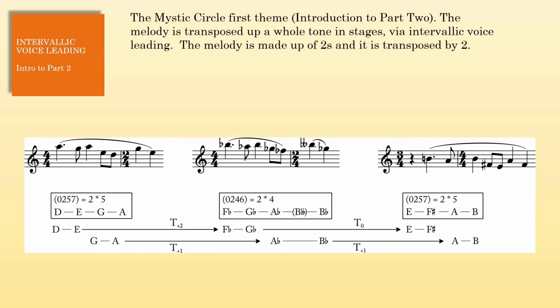In the introduction to Part 2, we hear numerous statements of the melody that later becomes the main tune in the following scene, the Mystic Circle. Over the course of the scene, the melody is transposed up a whole tone in stages via intervallic voice leading. The larger motion is motivic. The melody is made up of twos, and it is transposed by two.